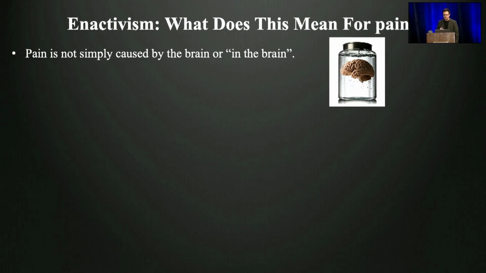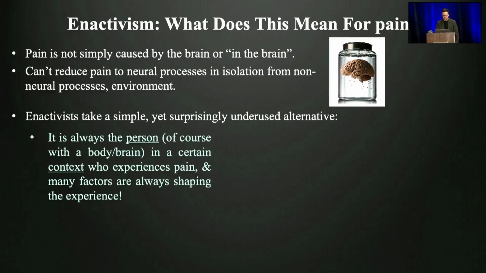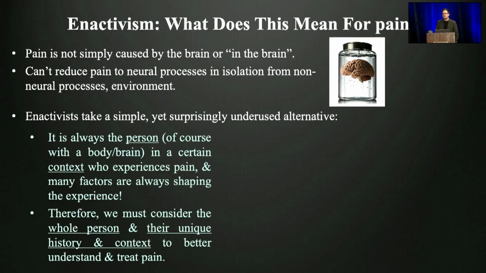So a lot of enactivists will say pain is not just simply caused by the brain or in the brain. We can't reduce pain to just neural processes in isolation from non-neural processes, from interaction in an environment, in a context. So what I think is interesting is enactivists take this very simple, but surprisingly underused alternative. So it's always the person, of course, with a brain and a body in a certain context who experiences pain. And many factors are always shaping that experience. Therefore, we must consider the whole person and their unique history and context to better understand and manage pain.